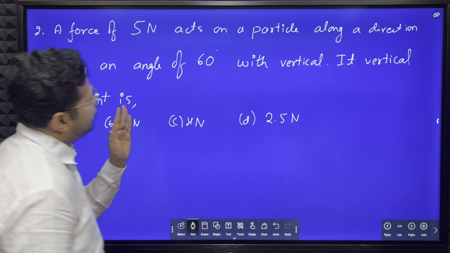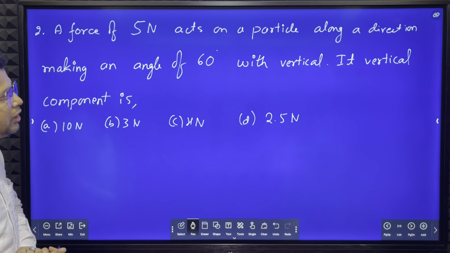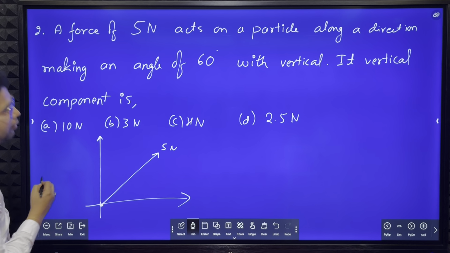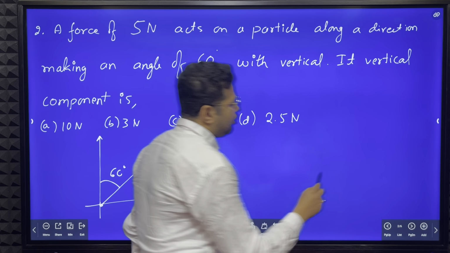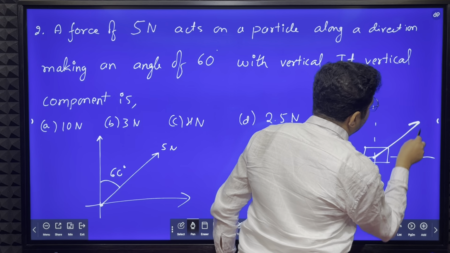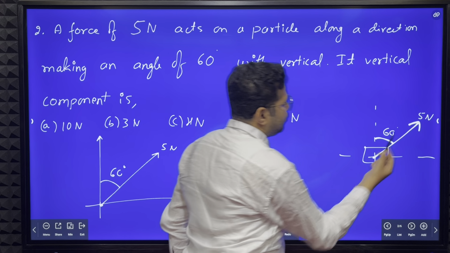Next, a force of 5 Newton acts on a particle along a direction making an angle of 60 degree with the vertical. Say here there is a particle, and the force acts in a direction making an angle 60 degree with the vertical. Or you can draw a diagram like this: this is the vertical and this will be the horizontal. The force is acting like this, making an angle 60 degree with the vertical.